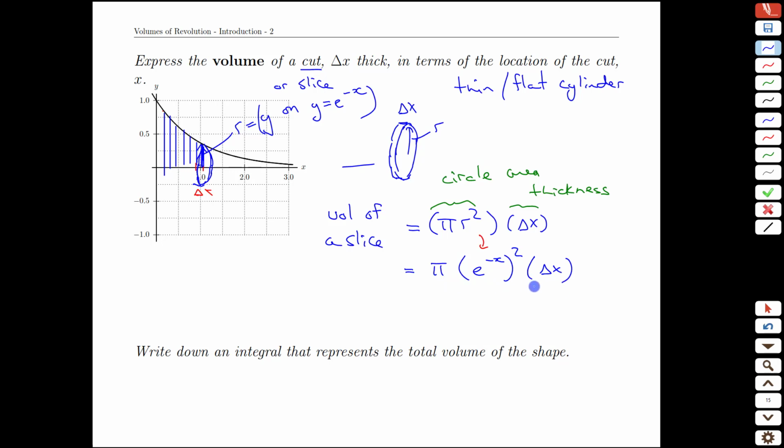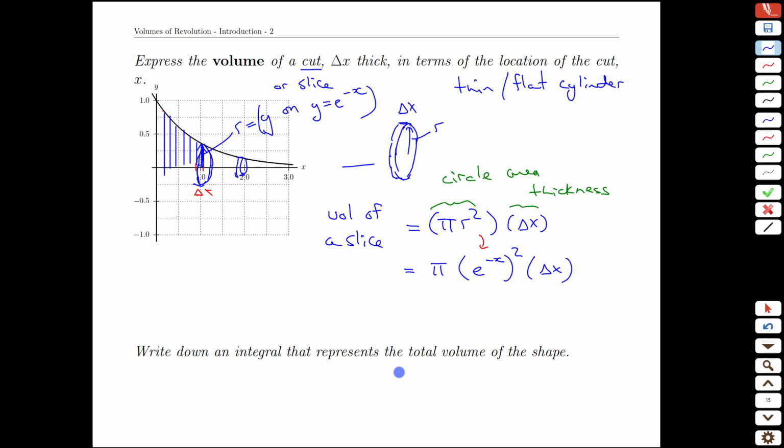Taking a careful look at this to make sure it makes sense. If you select an x value like x equals 2 and built the circle here with the thickness delta x to make it a cylinder, you would find its radius by using e to the negative x. Once you have that radius, you would build the area of the circle multiplied by the thickness, and that gives you a volume. And that is the key ingredient.